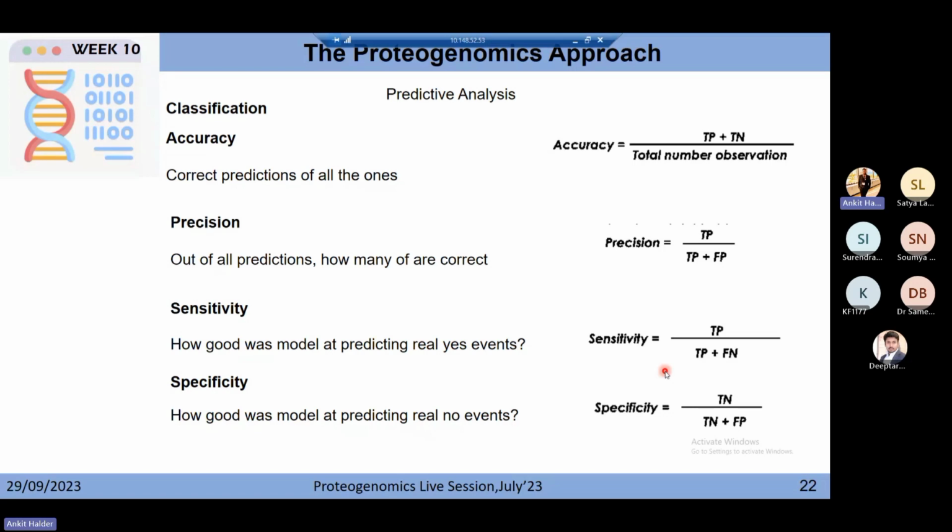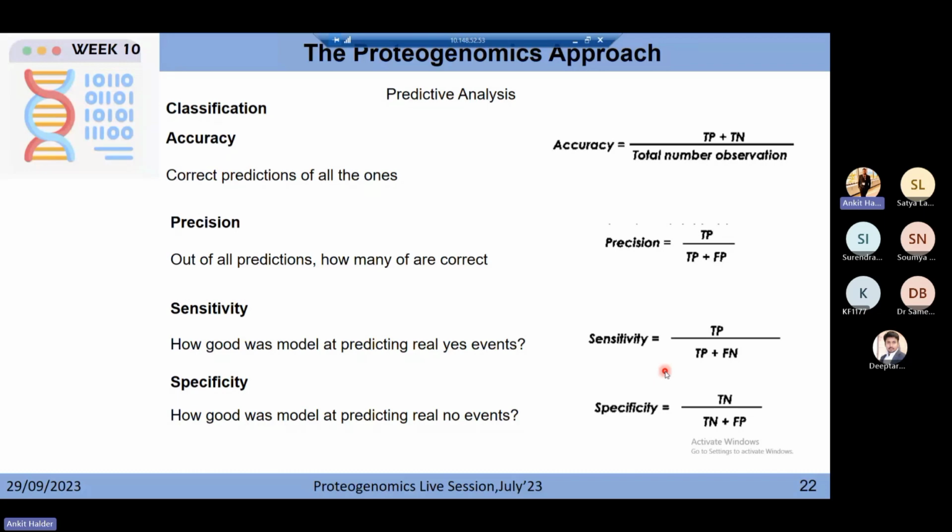Because that was actually a true positive, the patient was severe, but the model, in a negative way, predicted that it is a negative, it is non-severe. So how many true positives have been given among the true positives and false negatives? And specificity gives you how good the model was at predicting your real no events.